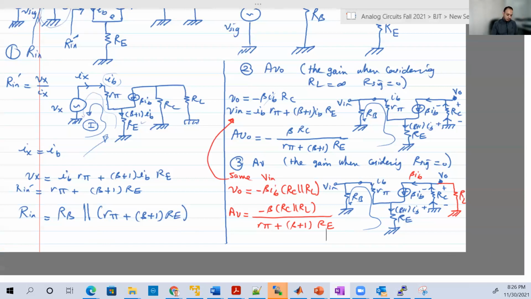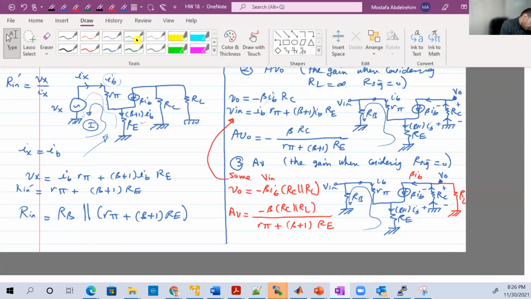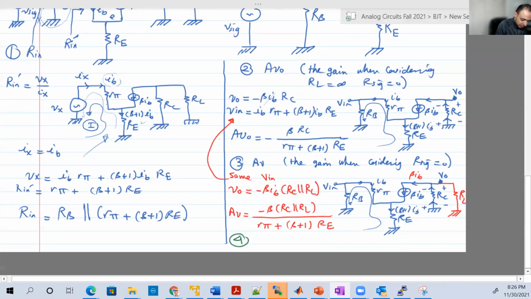Okay, what else was required? GV. GV is simple. We know that GV is the overall gain, the gain when considering everything. So now our signal is not 0, RL is not 0. Same circuit basically. And if we consider everything, then it will be a function of AV. It will be AV Rn over Rn plus R signal.